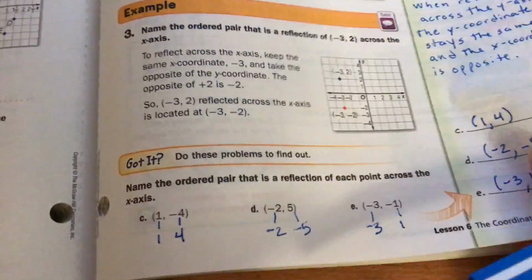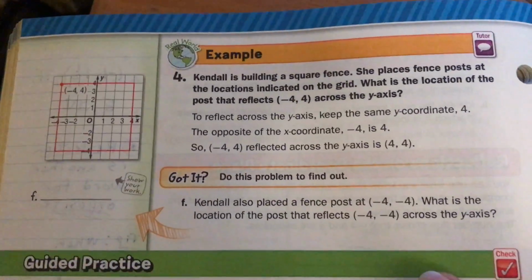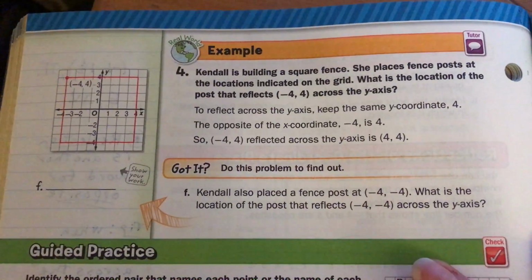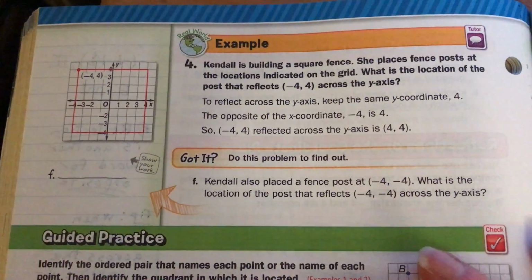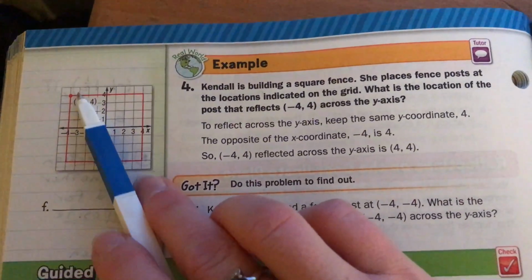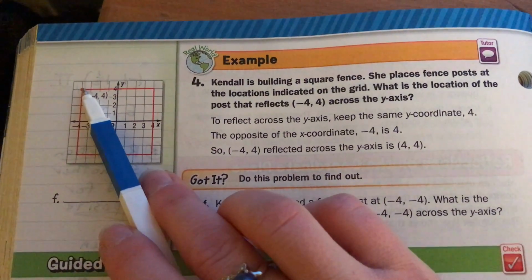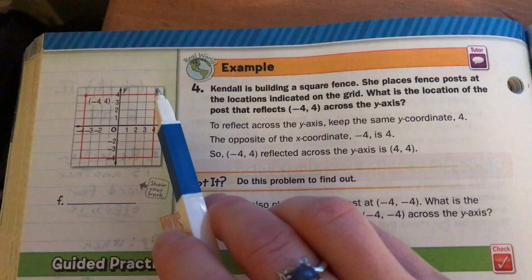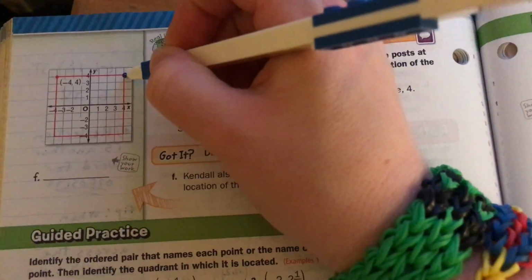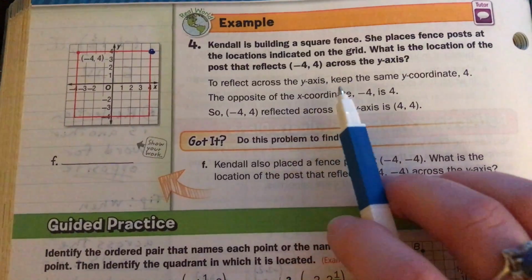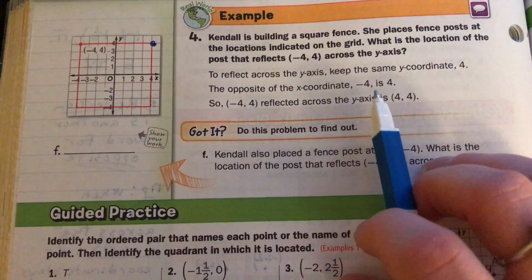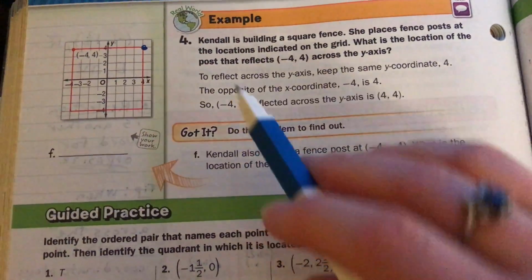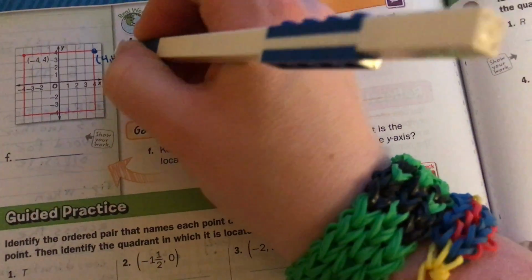And let's go to the next page. Example 4. Kendall is building a square fence. She places fence posts at the locations indicated on the grid. What is the location of the post that reflects -4, 4 across the y-axis? So this one, -4, 4, reflecting across the y-axis would put it right here. To reflect across the y-axis, keep the same y-coordinate, 4, and the opposite of the x-coordinate, -4, would be 4. So the reflection is here at 4, 4.